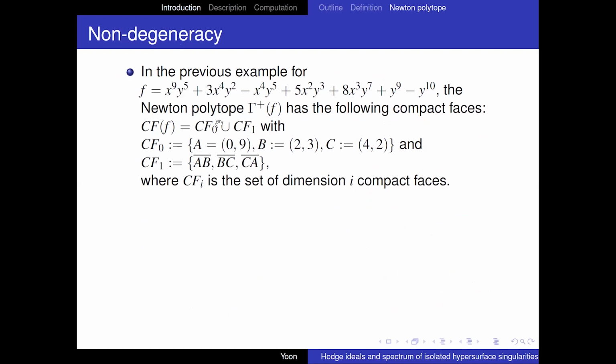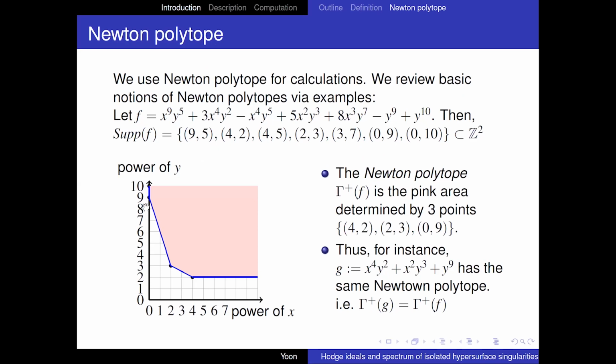The previous example, the important thing is the boundary here. Especially, we can find the compact face. So a face is points in here, points or line segment or ray here. Compact means we do not count the ray here in this case.